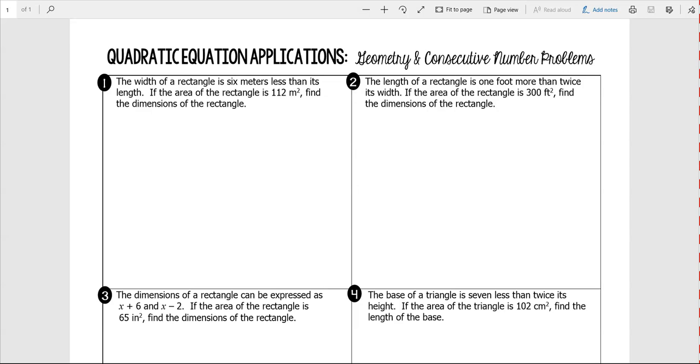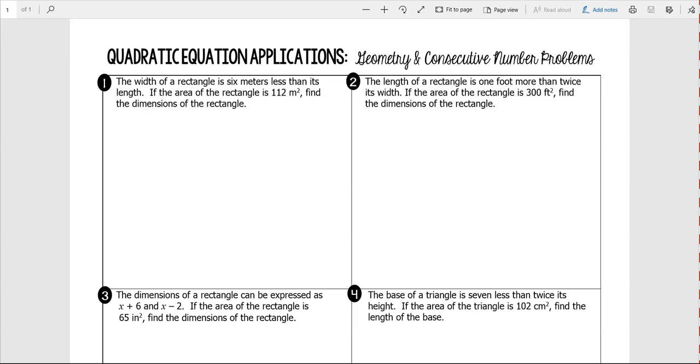All right, guys, so what we're going to talk about today is quadratic equation applications. We're going to be focusing on real world scenarios or semi-real world scenarios, basically word problems, and we're going to be using the information we need. So let's go ahead and look at number one.